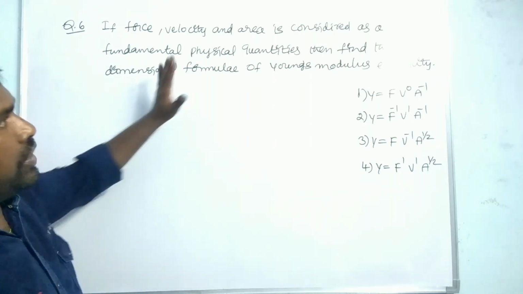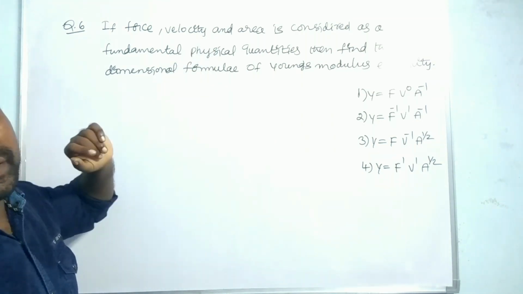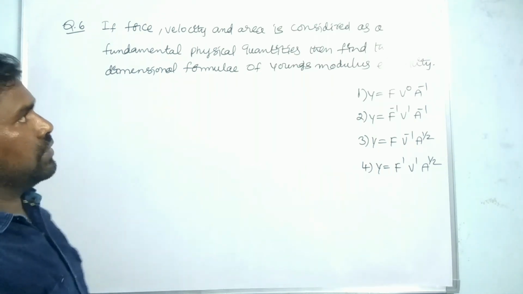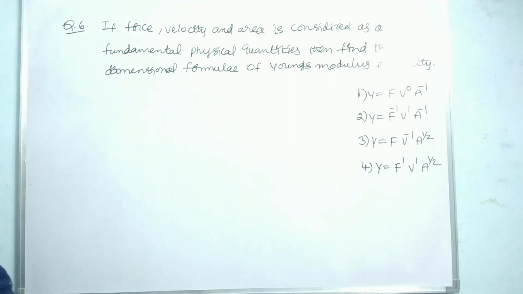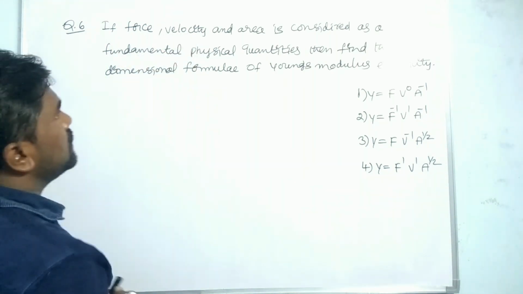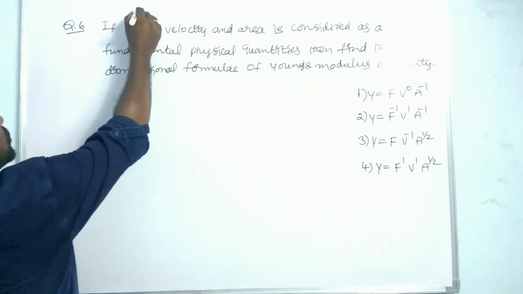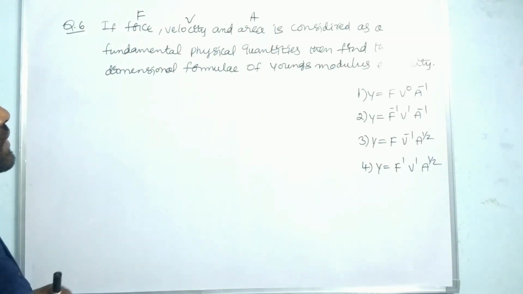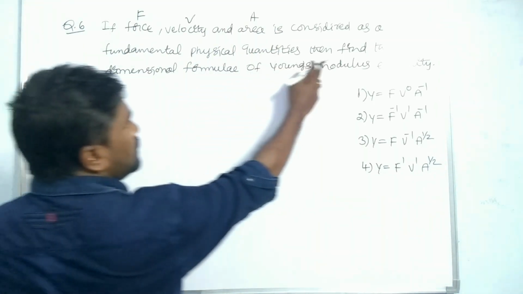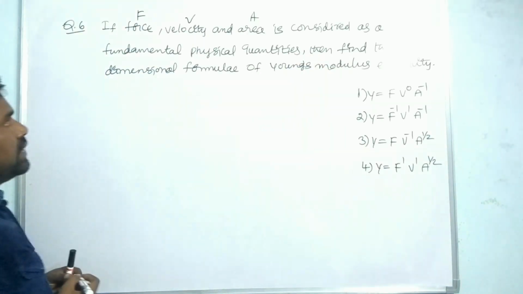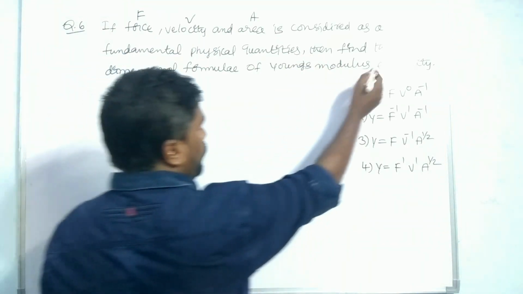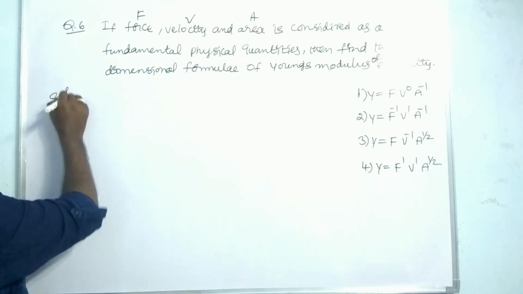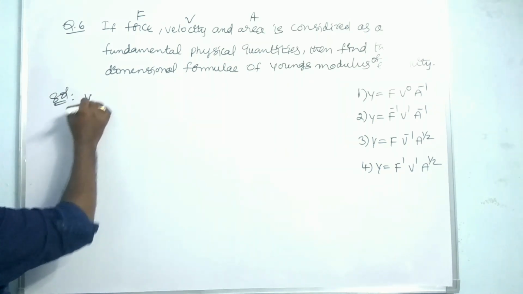Okay, so equation of homogeneity from units and measurements. Already we made this video on our channel. I will provide it in our iCards. Let us see. Here force, velocity and area are considered as fundamental physical quantities. Then find the dimensional formula of Young's modulus of elasticity. So we have to calculate Young's modulus of elasticity.